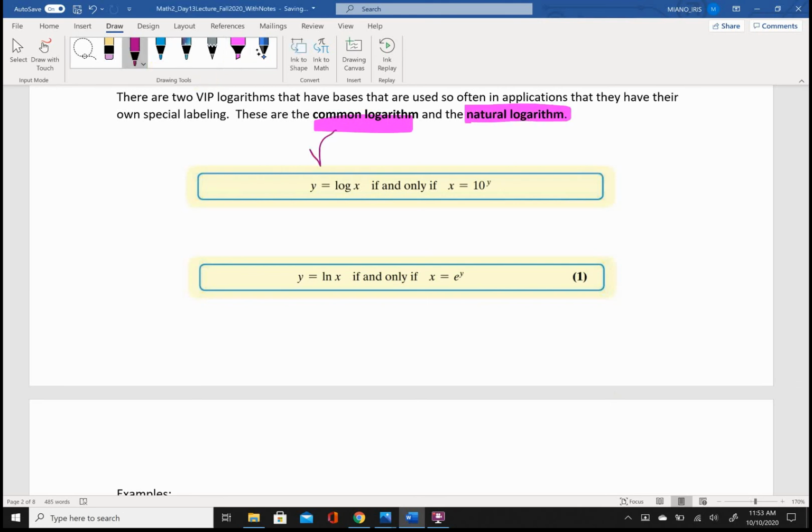So the common logarithm is this one right here. It's basically logarithm base 10. Log base 10 is what you see right here. Notice that there's no base listed for this logarithm. It's just y equals log x. No base, the default is base 10. And you can see it right here in the equivalent equation. That's the exponential version, okay?